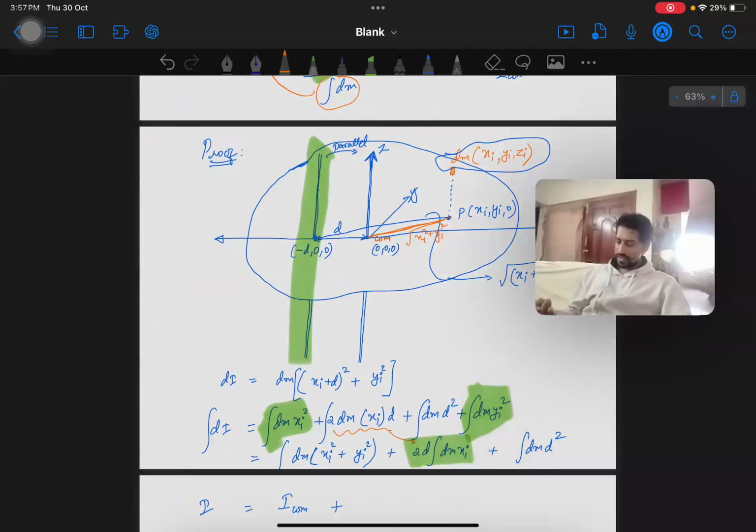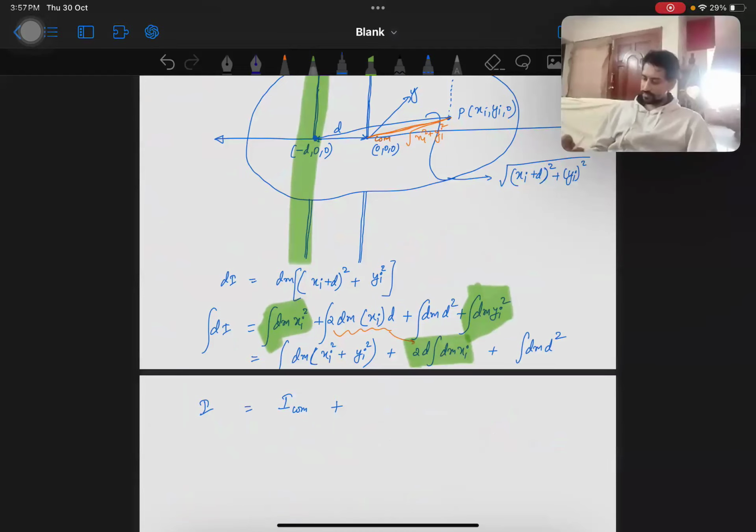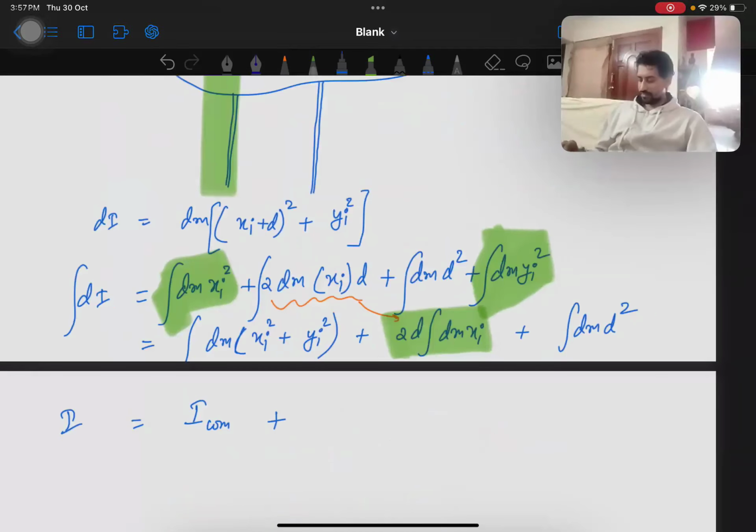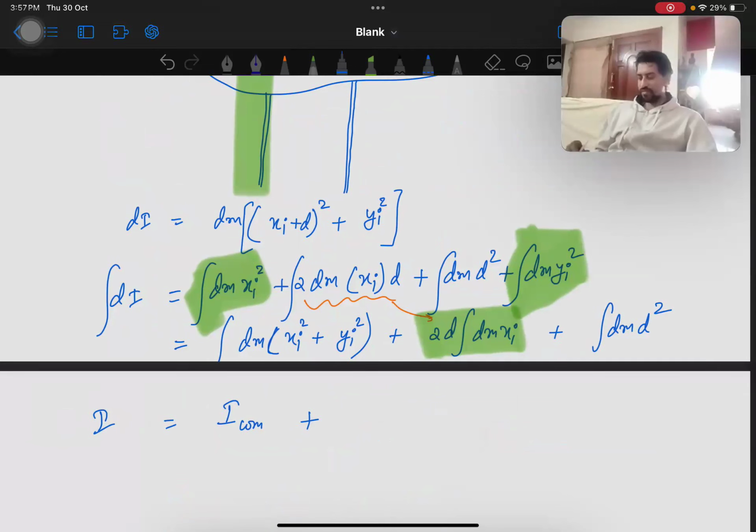which means that this term, this 2d multiplied by the integral of dm xi, is simply equal to the x coordinate of the center of mass multiplied by the total mass.